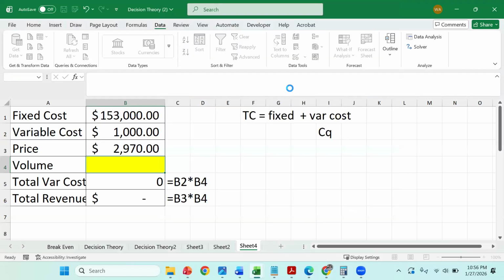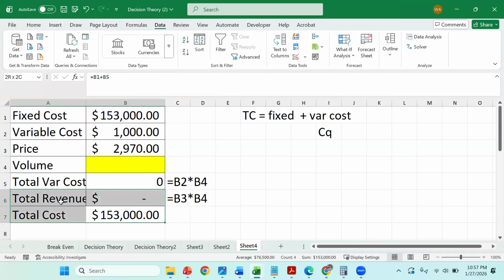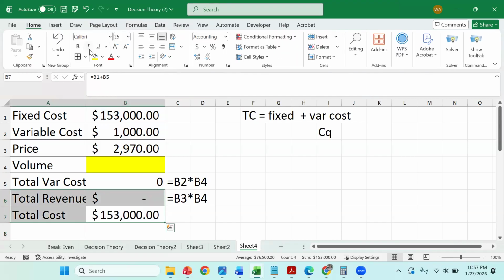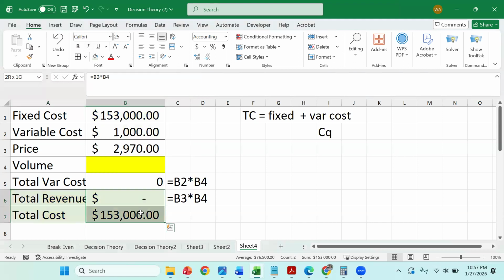We need to have our total cost, not just the total variable cost, but our total cost, right? So our total cost is a function of your fixed cost plus our total variable cost. Okay. So these last two cells here have to end up being equal at break even. So I want to make sure that whatever values I get here should be the same. Okay. All right. So now let's go back into Solver and let's try and solve this.